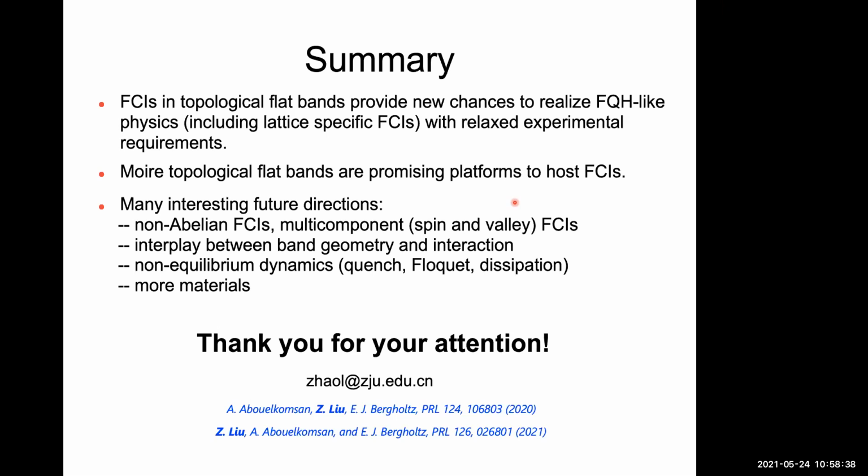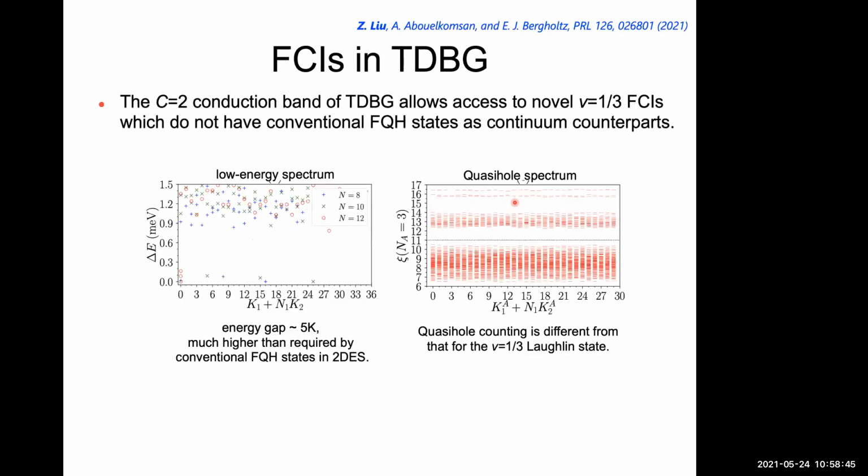Maybe just a follow-up question. For the Chern number equal to 2 bands, I think that's new stuff for fractional Chern insulators. The numerics you show here has a Laughlin-like state, but the quasihole countings are different from the Laughlin. So how different is that from, for example, the second Landau level? You also see quasihole countings all messed up, but people still believe it's a Laughlin phase. How different is the situation here?